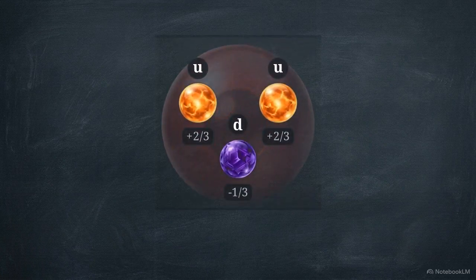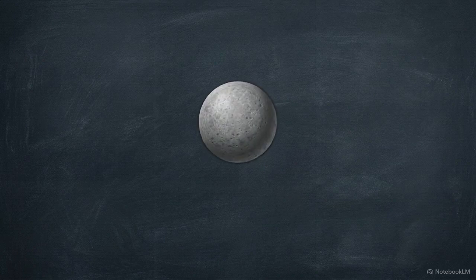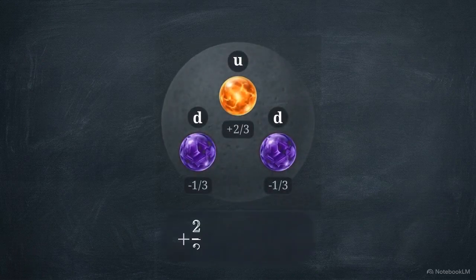If we look inside these nucleons, we find they are hadrons composed of fractional quarks. A proton's charge comes from its 2 up quarks and 1 down quark, summing exactly to +1. A neutron contains 1 up quark and 2 down quarks. The 2 negative thirds perfectly cancel out the positive 2/3, resulting in a charge of 0.